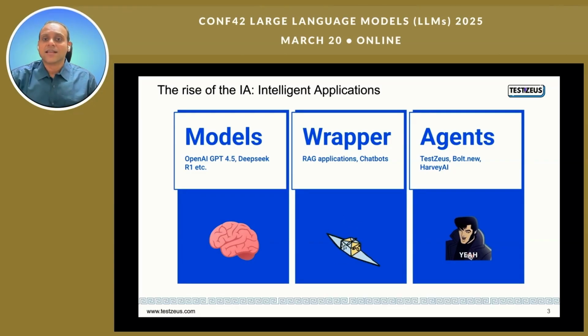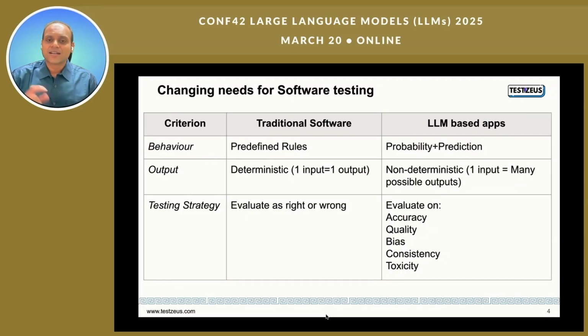And the third is agents. Agents like Tezus, Bold.new, or Harvey AI, which have agency inside them, or which can perform tasks autonomously using planning, memory, and tools. So these are just a few examples of intelligent applications which need to be tested in novel ways. That being said, let's look at these changing needs for software testing.